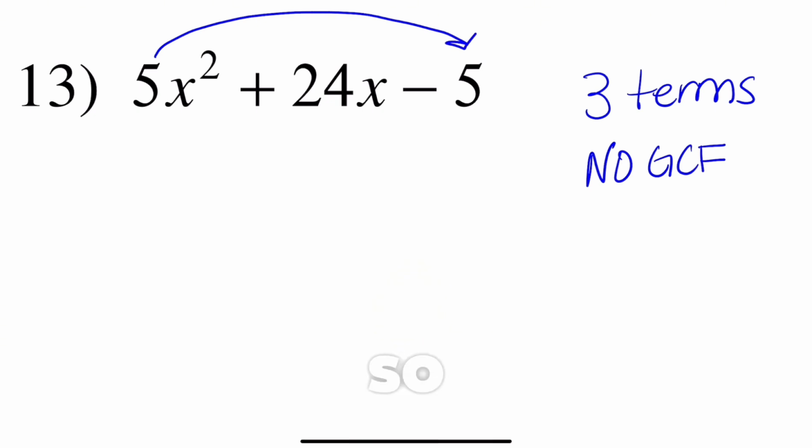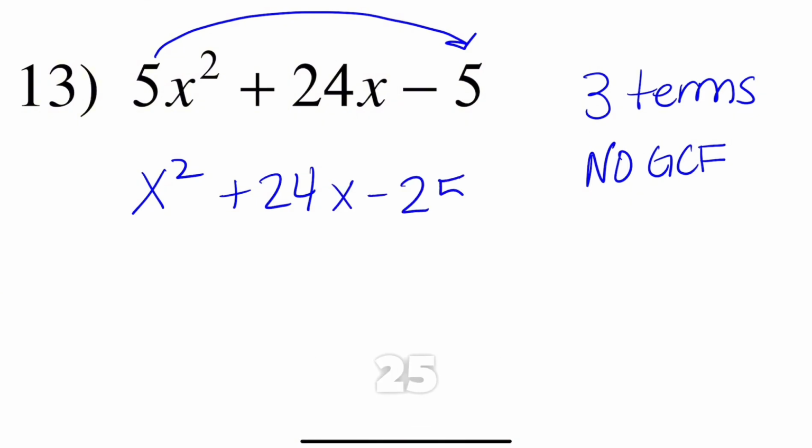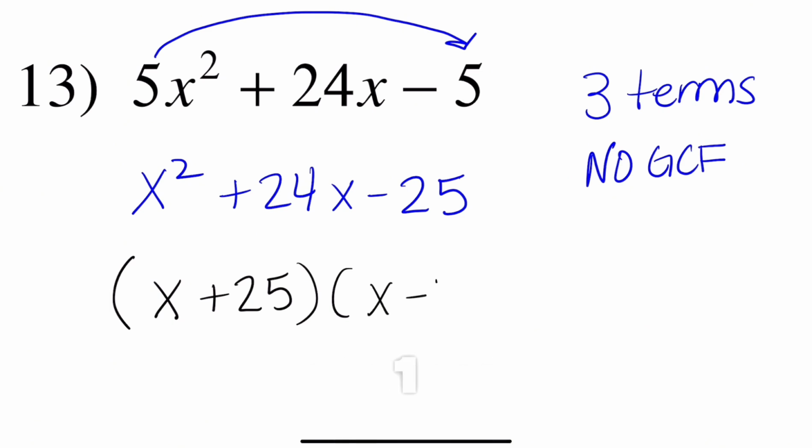Okay? So we have x squared plus 24x minus 25. Then I'm looking for 2 numbers that multiply to negative 25, but when you add them, you get positive 24. So that's going to be x plus 25 and x minus 1. So 25 minus 1 is 24.